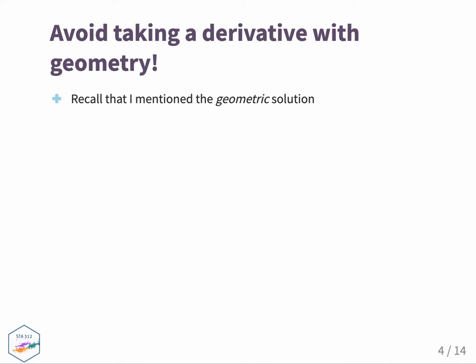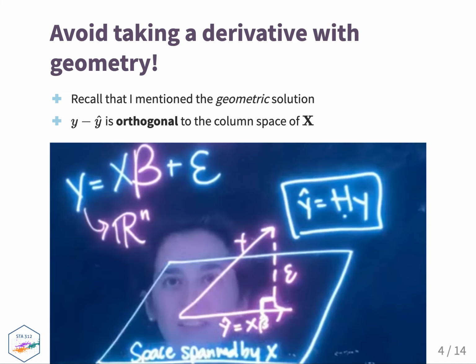Recall that I mentioned there was a geometric solution to this least squares problem that we're trying to solve. Basically, y minus y hat, or epsilon, this error term, is orthogonal to the column space of x. That's the way we can minimize those squared errors. Using geometry, we know we'll end up with a minimum error if we make sure that it is orthogonal to the column space of x. By orthogonal, I mean perpendicular.